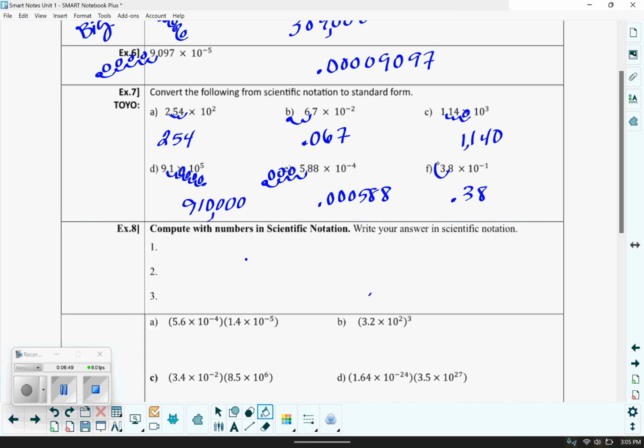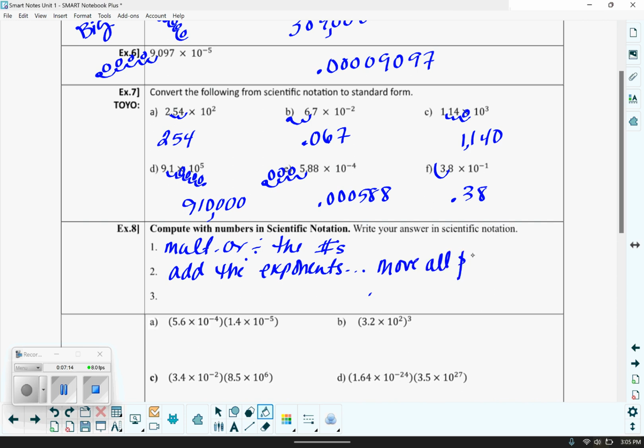So what we're going to do is multiply or divide the numbers. Then you're going to add the exponents. Move all powers of 10 up top. And then make sure the answer is inside of scientific notation.